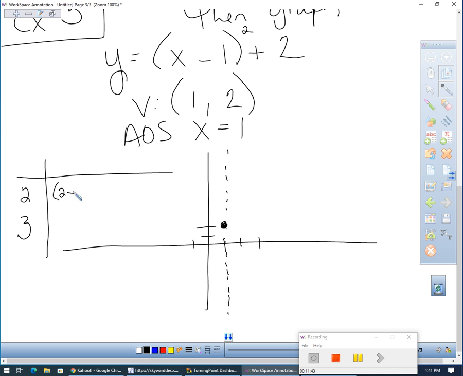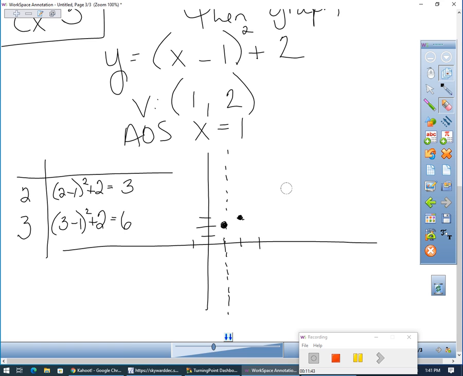So I have (2 minus 1) squared plus 2. 2 minus 1 is 1. Squared is still 1. Plus 2 is 3. So I'm going to plot the point 2, 3. Over 2, up 3. Then I'm going to plug in 3 for x. So (3 minus 1) squared plus 2. 3 minus 1 is 2. Squared is 4. Plus 2 is 6. So I'm going to go over 3, right, and up to 6. So you guys okay with what I just did?